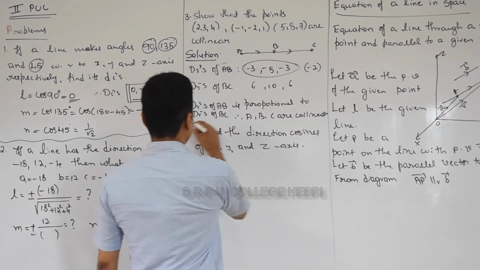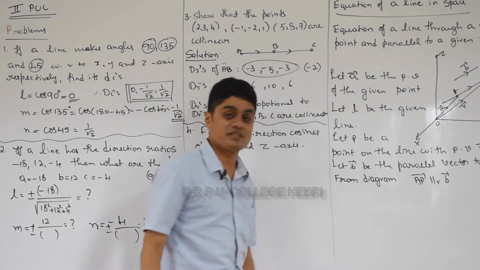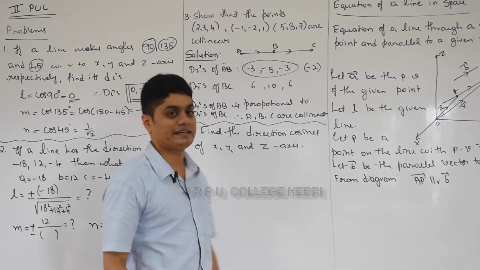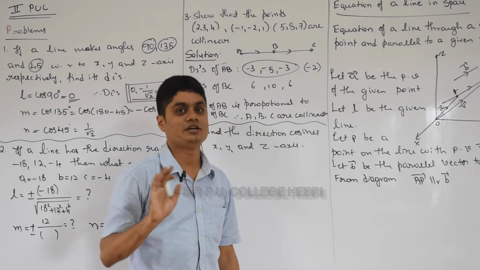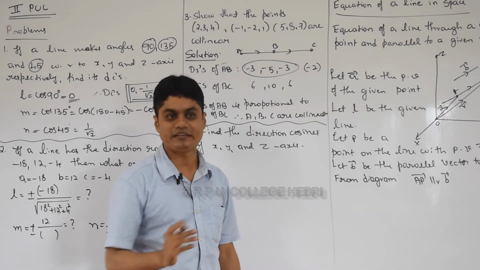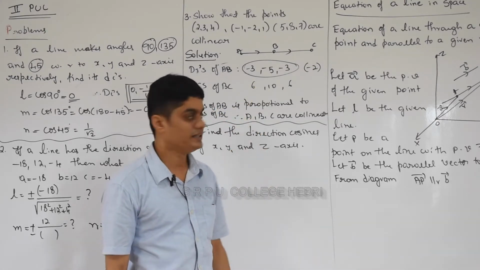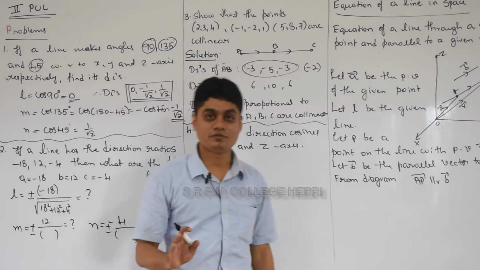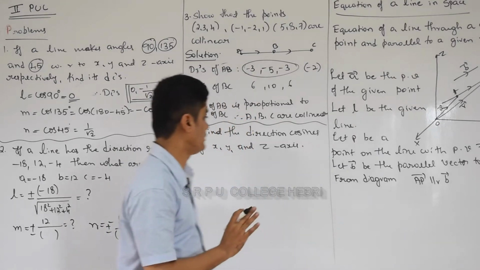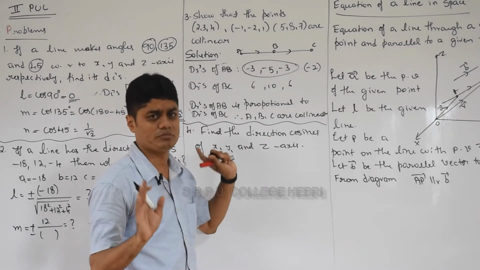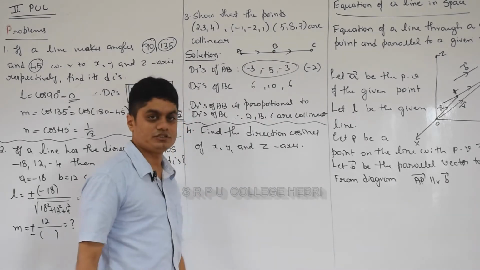So please remember, to prove 3 points are collinear, you show that the direction ratios of 2 lines are proportional. They may be equal, but the chances of getting equal are low, so go for proportionality. Understood? So all the 3 problems are for 1 mark. Even the next question is also for 1 mark. Simple problem, very simple problem.